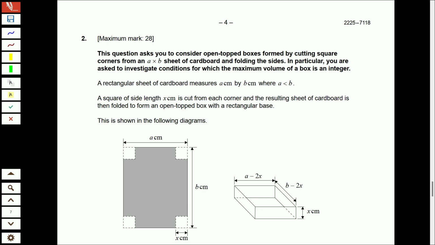Okay, yeah. Question 2. This question asks you to consider open-topped boxes formed by cutting square corners from an A times B sheet of cardboard and folding the sides. In particular, you are asked to investigate conditions for which the maximum volume of a box is an integer. A rectangular sheet of cardboard measures A centimeter by B centimeter, where A is less than B. A square of side length x centimeter is cut from each corner, and the resulting sheet of cardboard is then folded to form an open-topped box with a rectangular base. This is shown in the following diagrams.